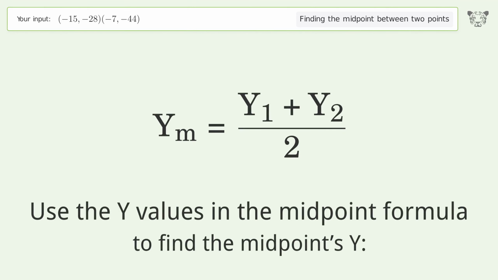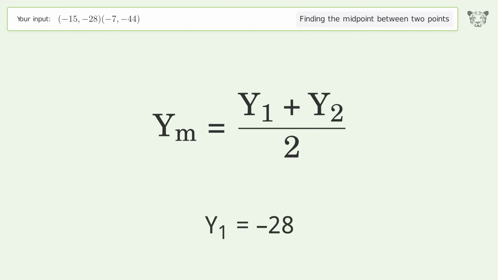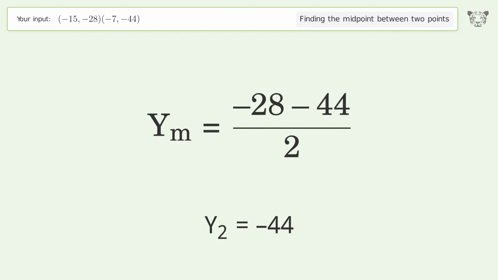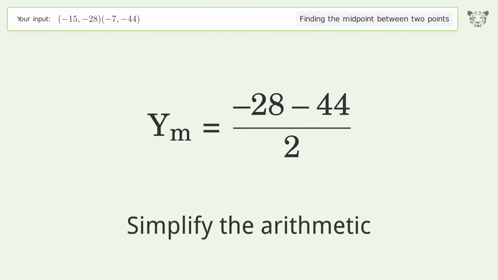Use the y values in the midpoint formula to find the midpoint's y. y1 equals -28. y2 equals -44. Simplify the arithmetic.